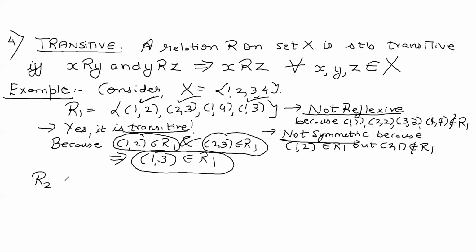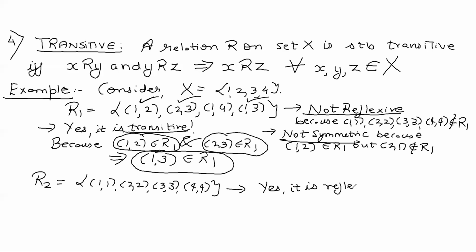Let me take another example. Is this relation reflexive? Yes, it is reflexive, since (1,1), (2,2), (3,3), (4,4), all of them belong to R2. Is the relation symmetric? Yes, it is symmetric, because it is vacuously true. The hypothesis itself is not there.